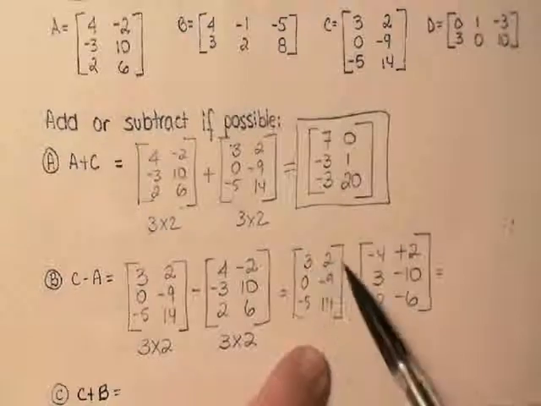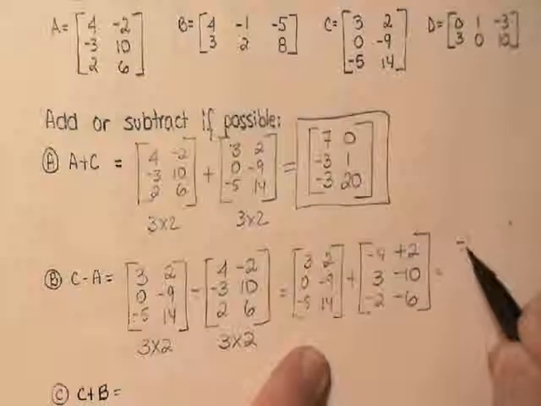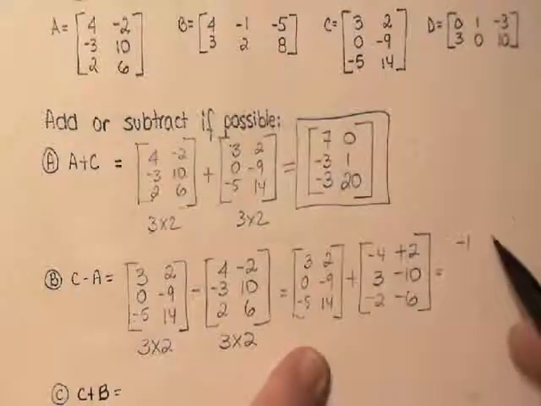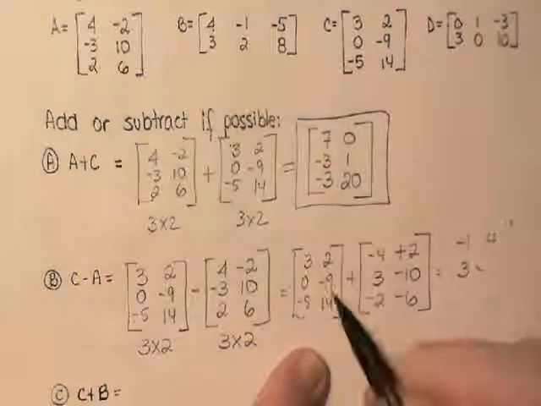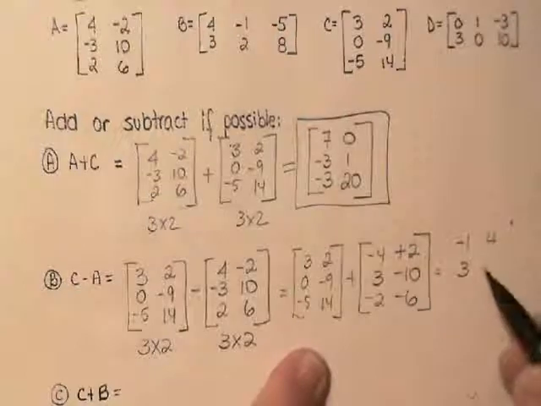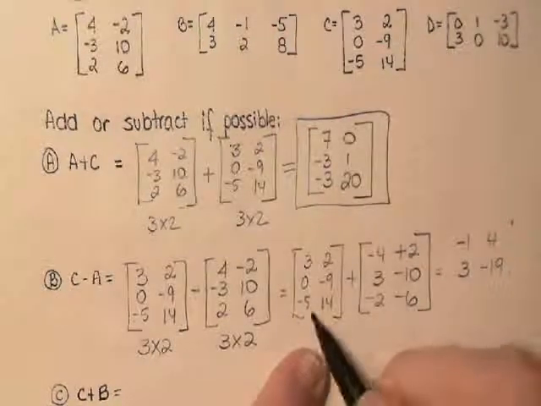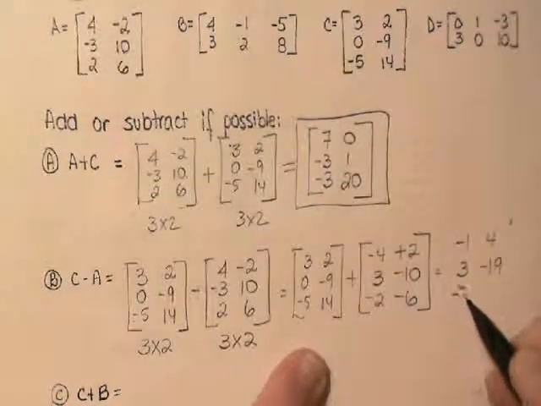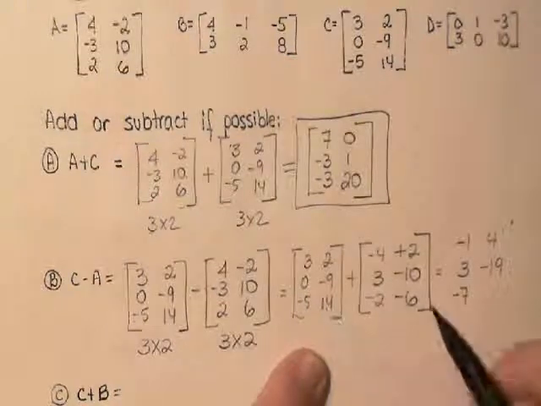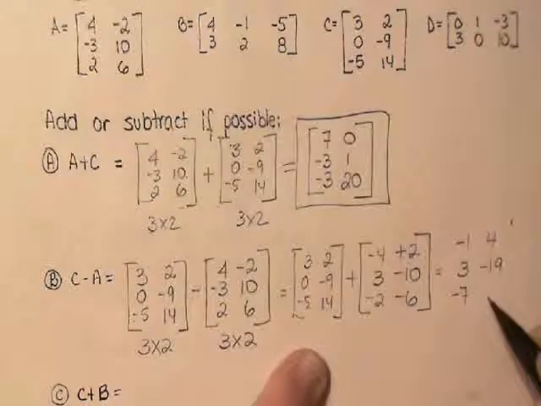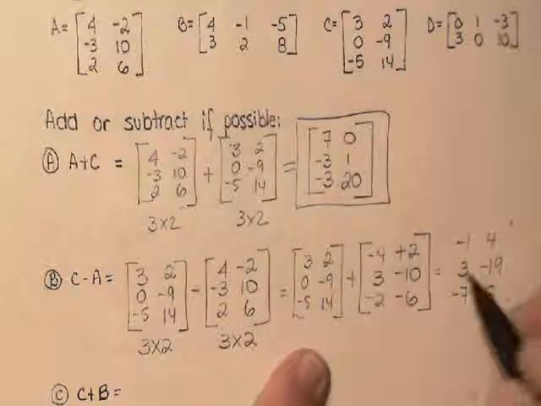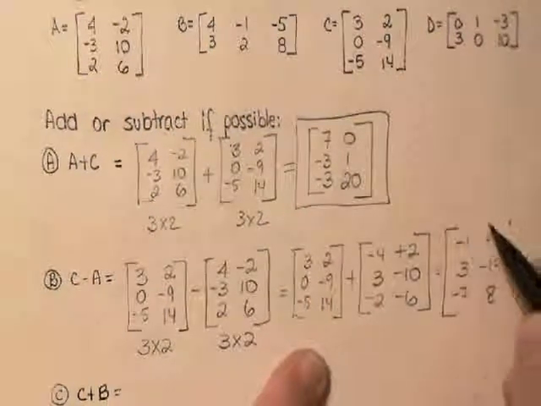Okay. So 3 minus 4 is negative 1. 2 plus 2 is 4. 0 plus 3 is 3. Negative 9, negative 10 equals negative 19. Negative 5, negative 2 equals negative 7. And 14 and negative 6 gives me 8. And that's my answer for my problem there.